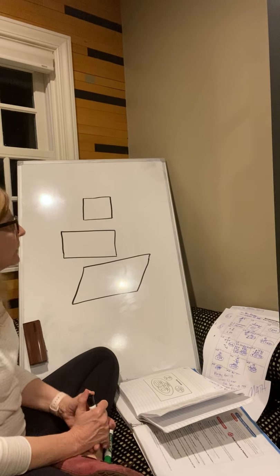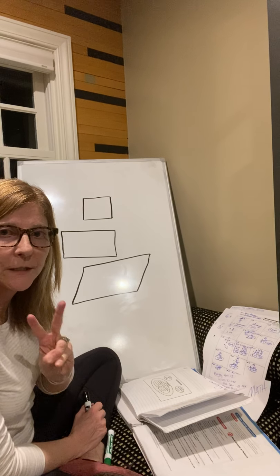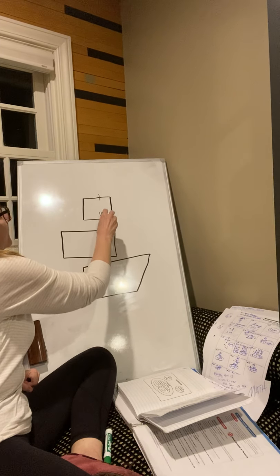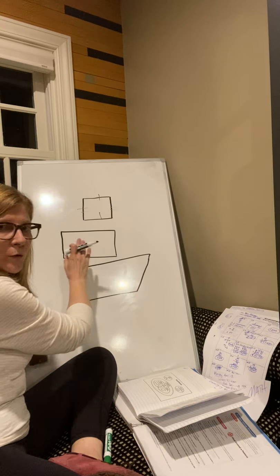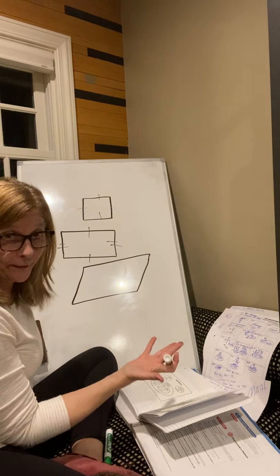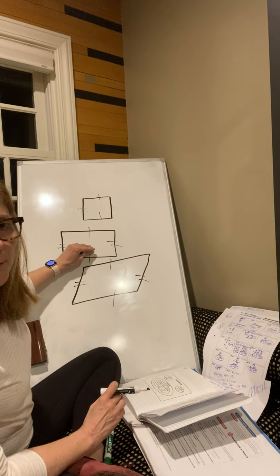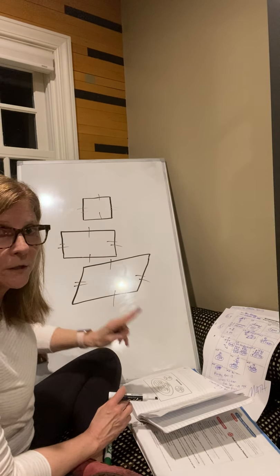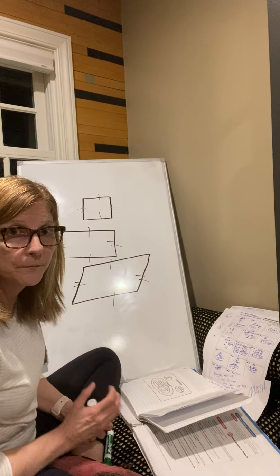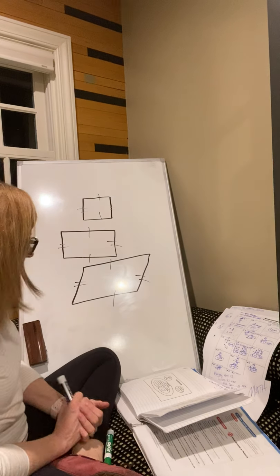Okay, I drew 4. I drew a square. What is the definition of a parallelogram? 2 pairs of parallel sides. So 1, 2. I drew a rectangle. 1, 2. And I drew a parallelogram. 1, 2. Because a parallelogram has 2 pairs of parallel sides. It doesn't have to have right angles. It can, but it doesn't have to. So therefore, all of these are parallelograms. Okay? All right.